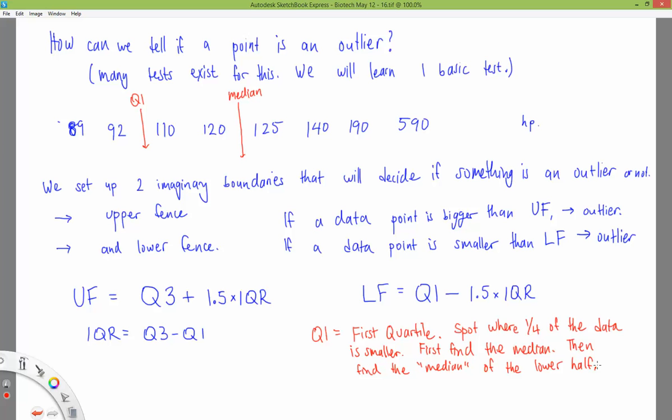So what do you think we would do for Q3? Same thing, but the larger half. So Q3 is known as the third quartile. You basically do the exact same thing, but just on the upper half. It would go right here.